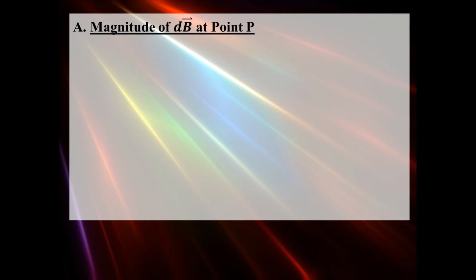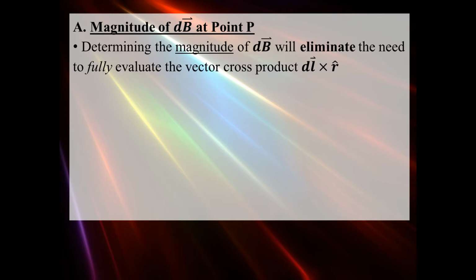Okay, so let's try to expand this equation to determine what the magnitude of dB is at point P. The magnitude of dB is just the magnetic field due to that one chunk of the wire that has a bit of current running through it. The good thing is that if we just find the magnitude of this vector, we're not actually going to have to fully evaluate a vector cross product. We've never really had to do that in the course.